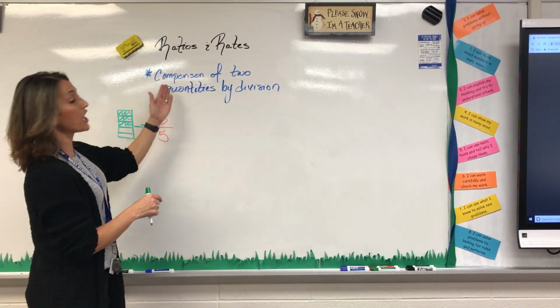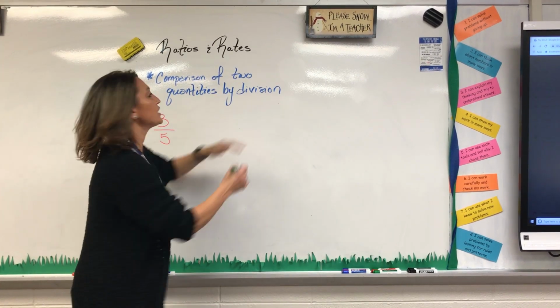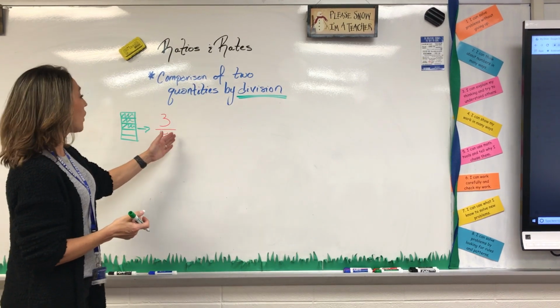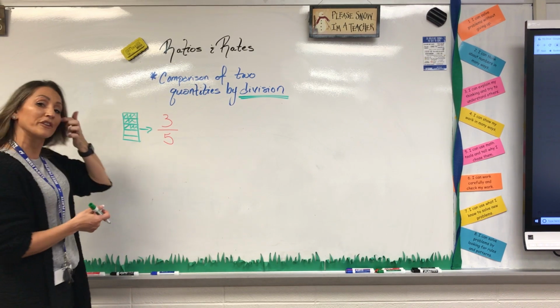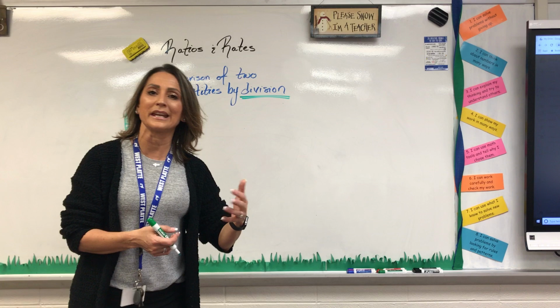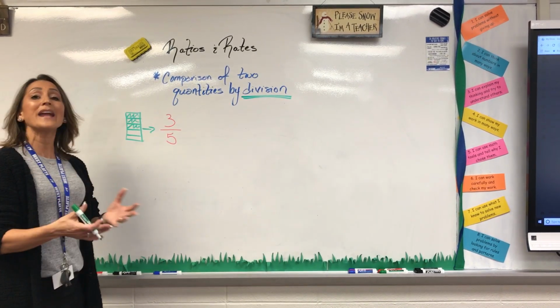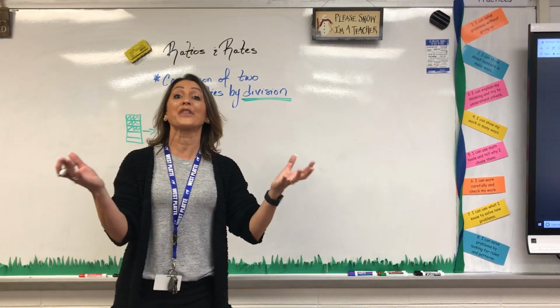For us, ratios are actually a comparison of 2 quantities by division. The tricky part is this word, division. A fraction is a division problem. You have 3 out of the 5 parts. So if I want to find out what decimal it is, what percent it is, I use a division process. For ratios, though, it's just a comparison looking at something that's not the same.